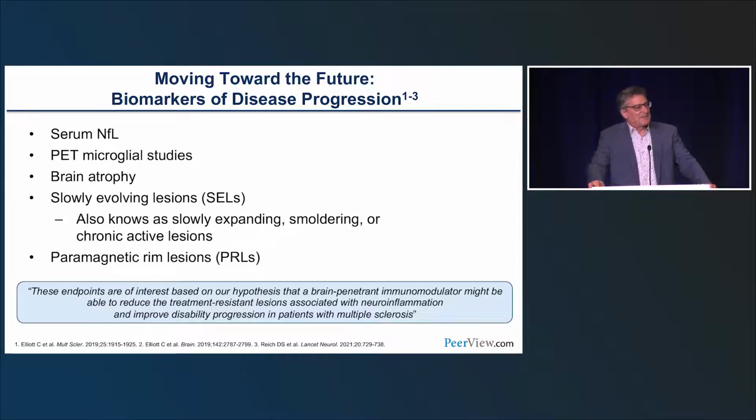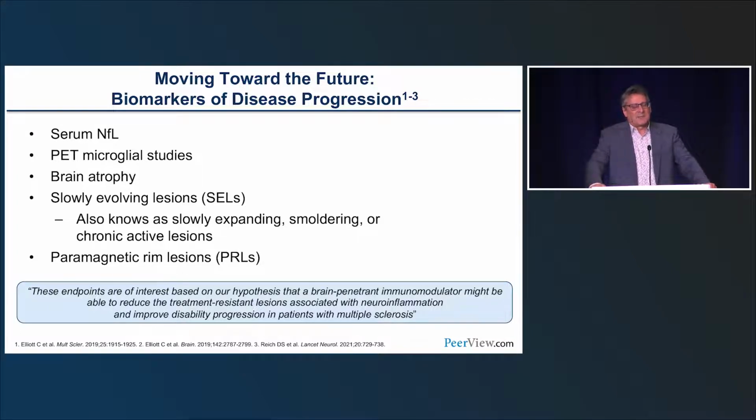Brain atrophy has been around for a long time. Again, we're seeing better and better brain atrophy prevention data with the high efficacy therapies. And then finally, the latest that you may have heard about are slowly expanding lesions and paramagnetic rim lesions. So some MS patients will have T2 lesions that seem to just slowly expand over the time course of a year or two. Not all MS patients will have that, so it's a subset that will have that.